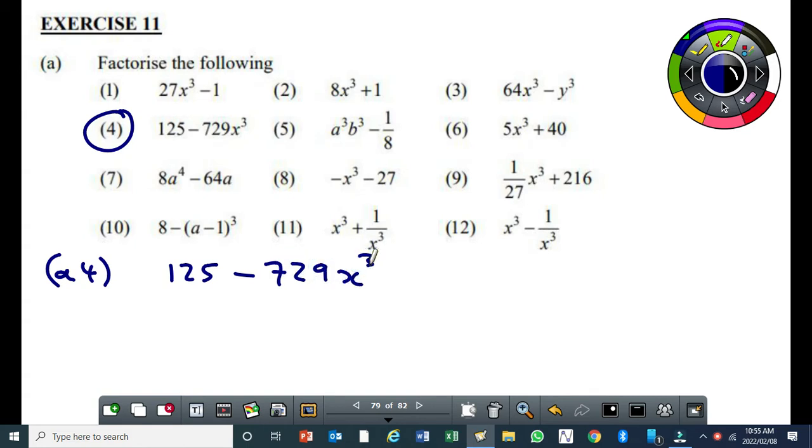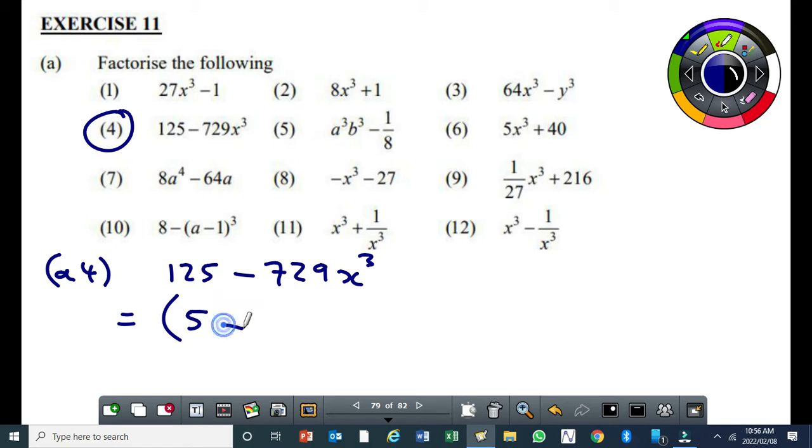Okay. Right. So first thing, you need to know that since we have this x cubed here and there's a minus, we are dealing with a difference of 2 cubes. When you factorize a difference of 2 cubes, you always get a binomial factor and a trinomial that cannot be factorized.